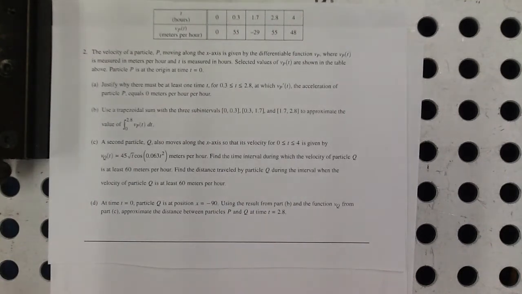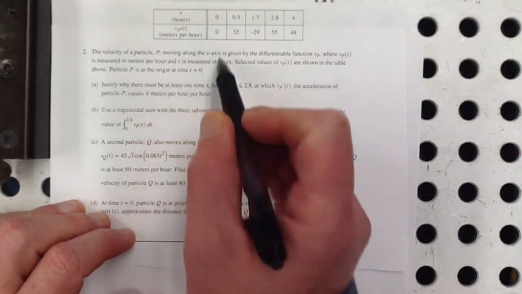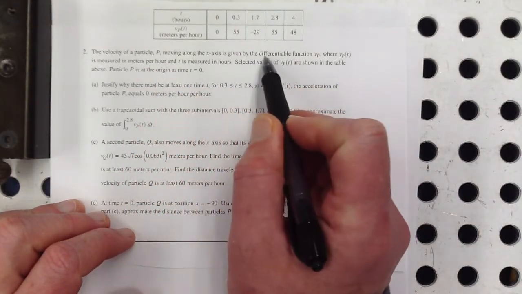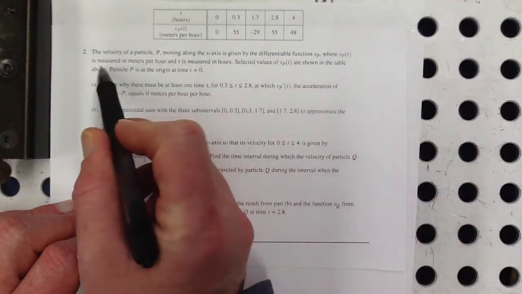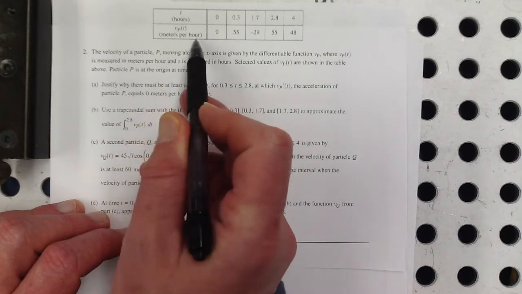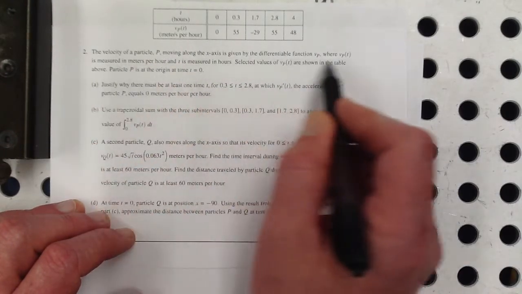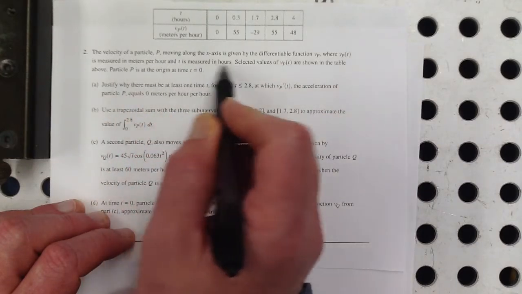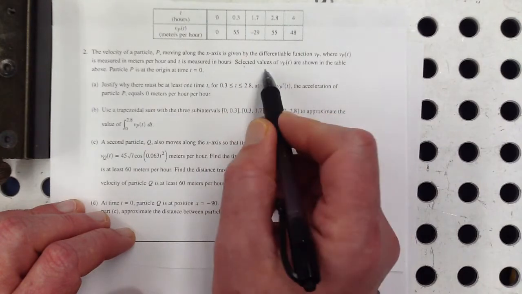Here's a calculus free response question. The velocity of a particle P moving along the x-axis is given by the differentiable function v of t, in meters per hour, and t is measured in hours, right? That makes sense, that they're the same unit.